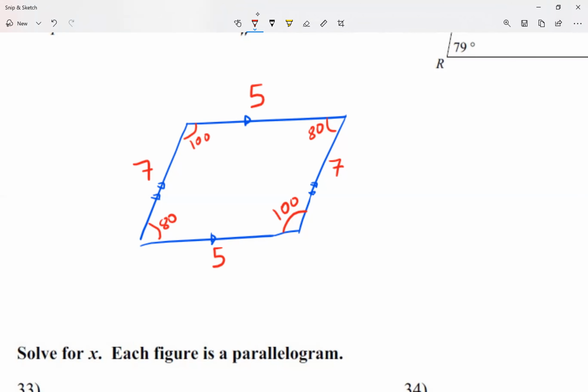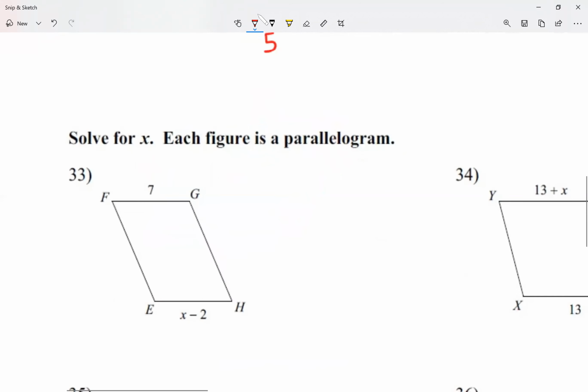Now, if you add the angles, 100 plus 100 plus 80 plus 80, you will get 360. Remember, we talked about a formula, n minus 2 times 180. So it does still hold to that formula. So remember, opposite sides are equal, opposite angles are equal. Now, adjacent angles add up to 180.